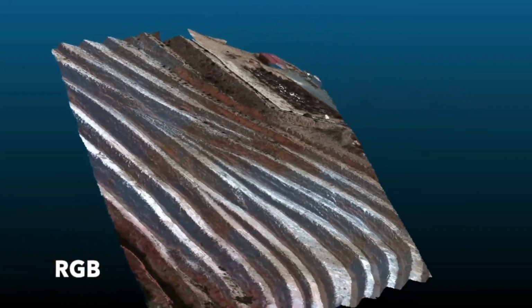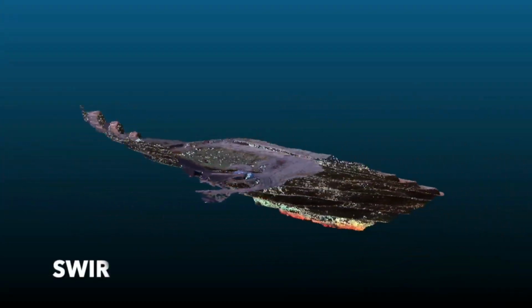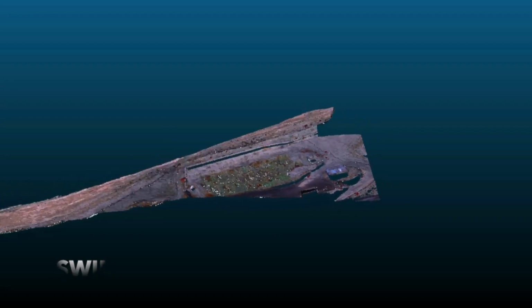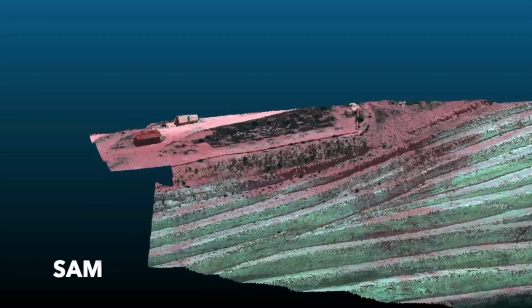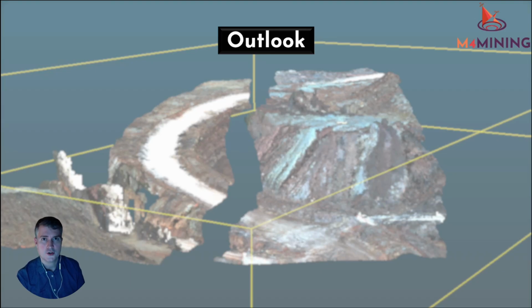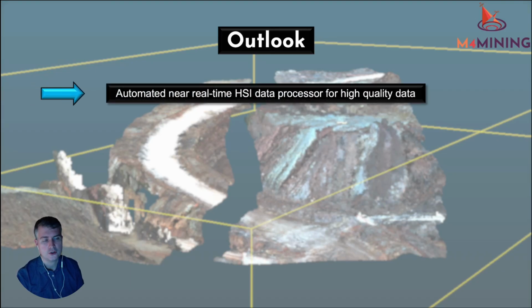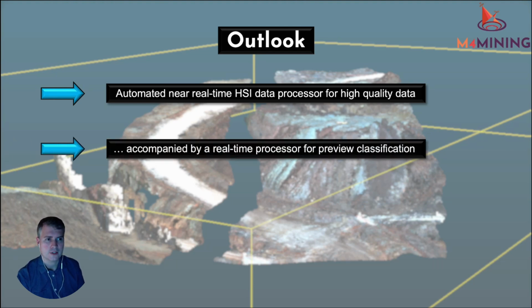Since producing geological maps of different surface materials, including minerals and rocks, is one of the most important geological applications, we will continue to add relevant hyperspectral image classification methods to the NRT processor in the coming months. In conclusion, we are now at a point where we have an automated end-to-end near real-time HSI data processor for high-quality reflectance retrieval and geological products, and simultaneously a companion real-time processor for preview classification maps.